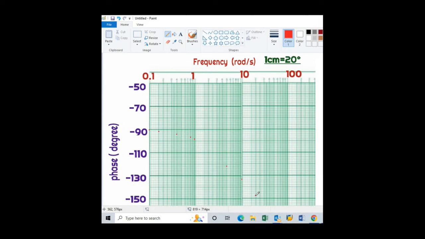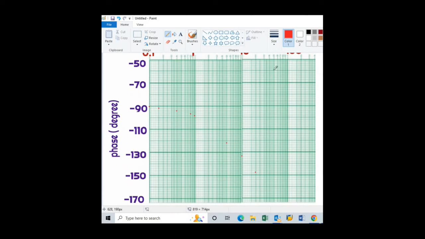Then for 50 corner frequency, minus 163. This fifth line will indicate the 50 corner frequency and we have to select minus 163 degree. From 170, if we take 7 less, that means we have to take 3 millimeter above. So we will select this point. And for 100 corner frequency, it is 171. So slightly below 170, we will select this point.